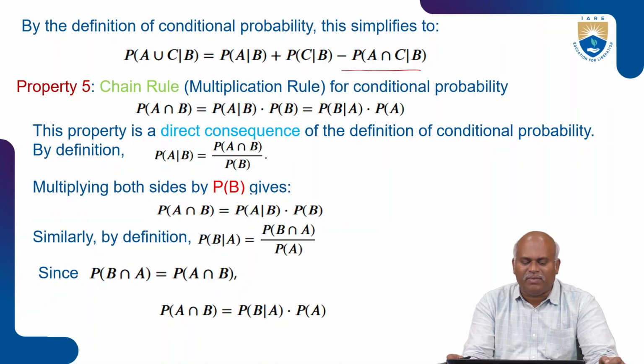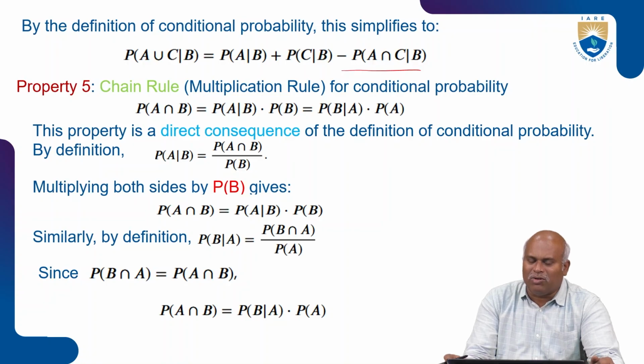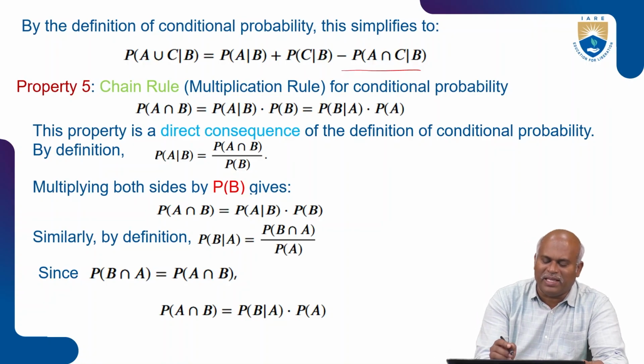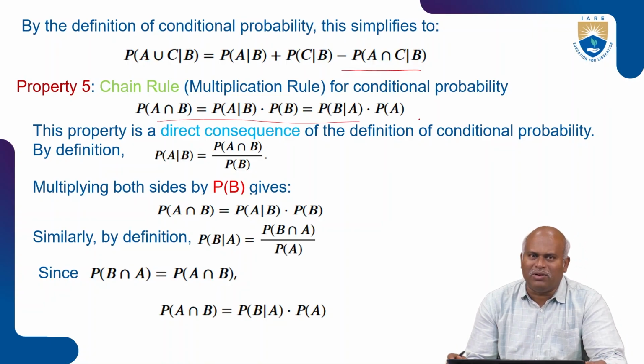Next, the chain rule, also called the multiplicative rule. For conditional probability, what will happen? P of A intersection B is equal to P of A given B times P of B, which is equal to P of B given A times P of A. We can write it either way, that's no problem. We take the two different ways.